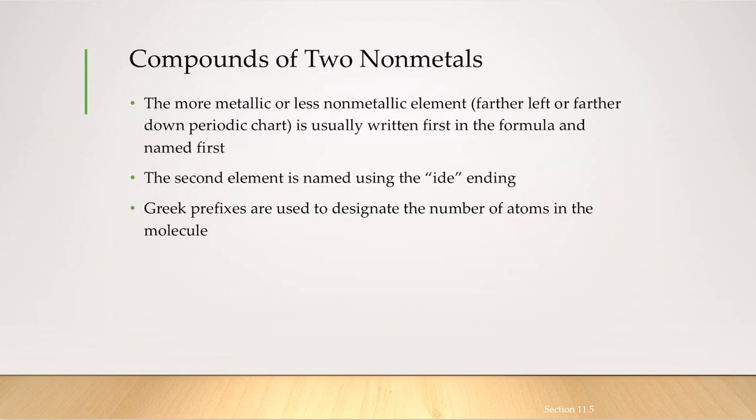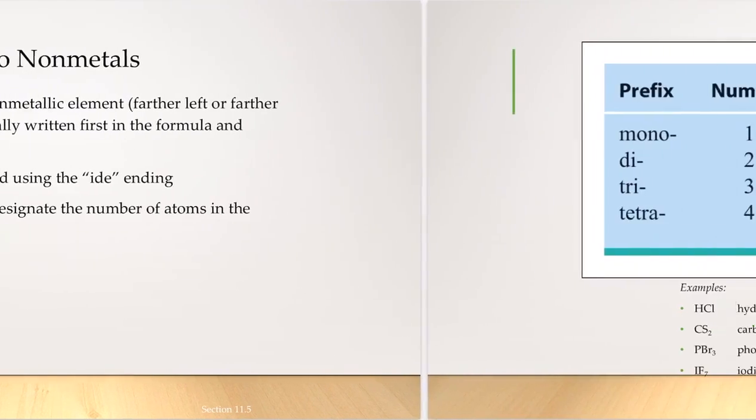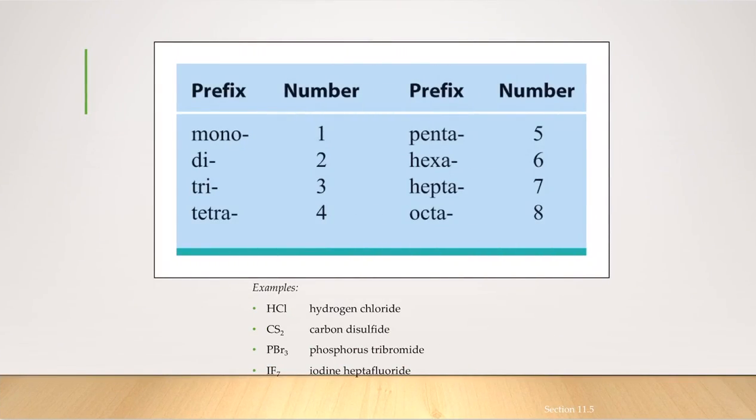Compounds of two non-metals. So how do you name a compound which is going to have two non-metals in them? Okay. So you need to pick the one which is more metallic, and that's the element which is going to go in the front. And the less metallic element should be written after that. Okay, so here are some examples.